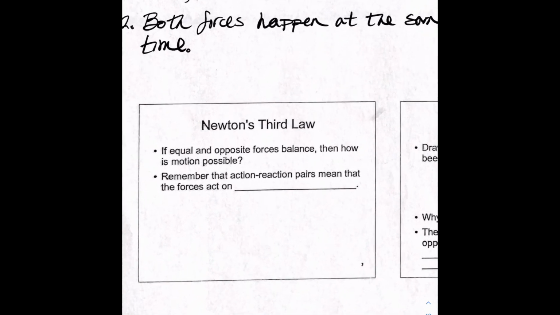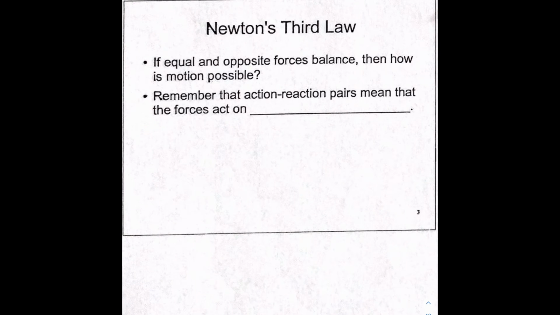Okay, let's go look at this next slide. Newton's third law. If equal and opposite forces balance, then how is motion possible? So what this is saying is, if I were to throw a ball, and there's an equal and opposite force for me throwing the ball, then how does the ball move forward? I always ask students this, and they start to think, if there are equal and opposite reactions, don't they always balance out?